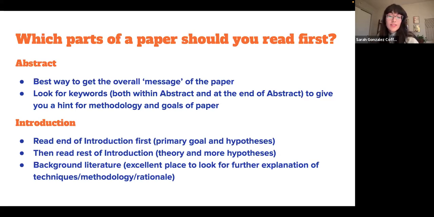Then read the rest of the introduction, so more about the theory, why they made certain predictions that they did. So the hypotheses or predictions that these researchers are making in these papers, why, what motivated that, what were the studies that other people did before them to really make them think that that would be something they'd find in this study. So by reading the end of the introduction first, you get to the gist of things.